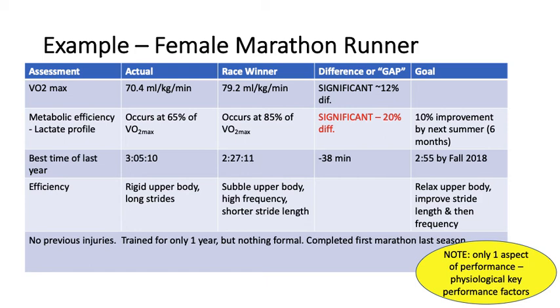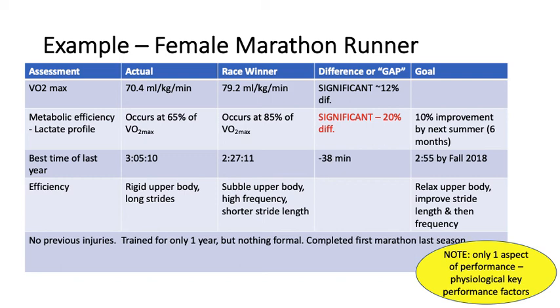And as we know, VO2 max is a predictive performance variable that impacts aerobic capacity. So the difference is approximately 12%. So a goal may be, through more cardiovascular training, to improve the VO2 max.